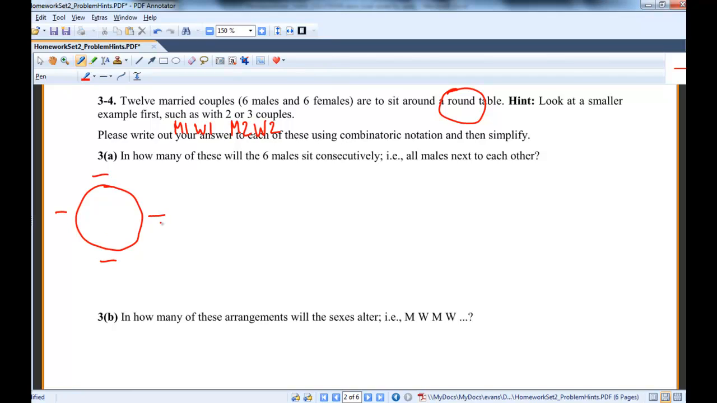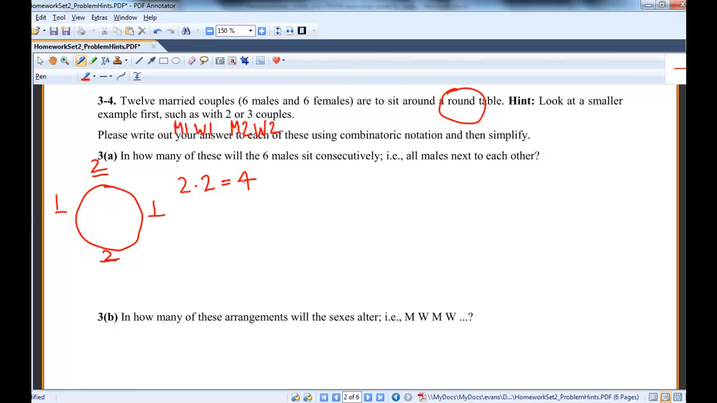I'm just going to say, let's start with the man right here. So there's two choices for the first man. And then the second man, there's only one choice. Now the women go here, and there are two choices for the first woman and then one. So there should only be two times two, or four different arrangements of two couples around this table.